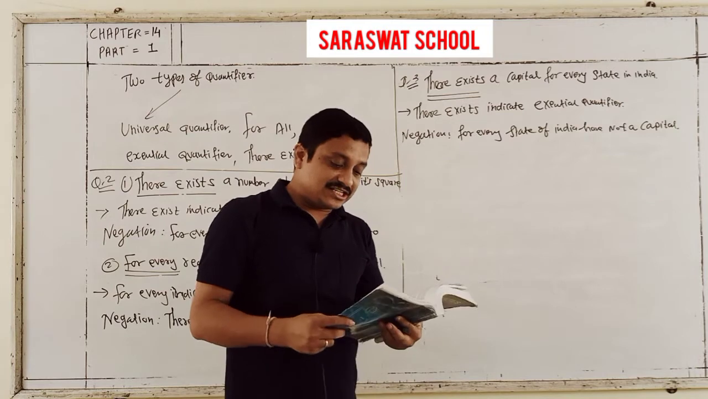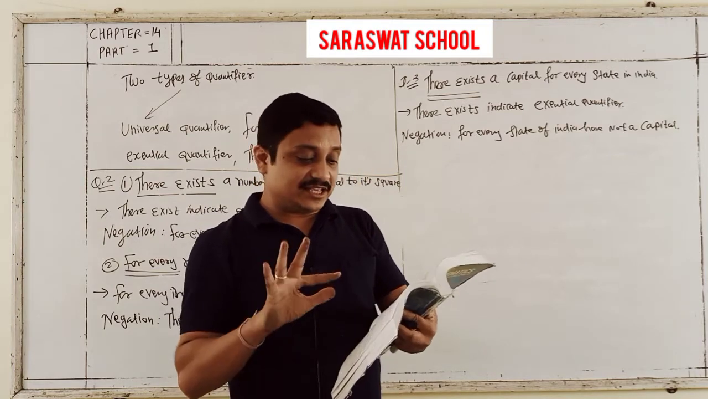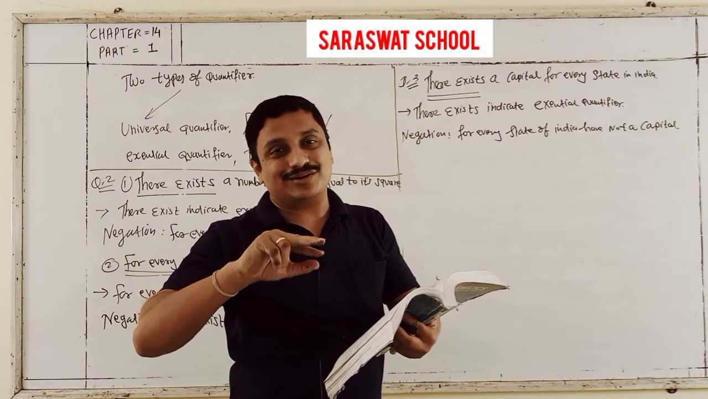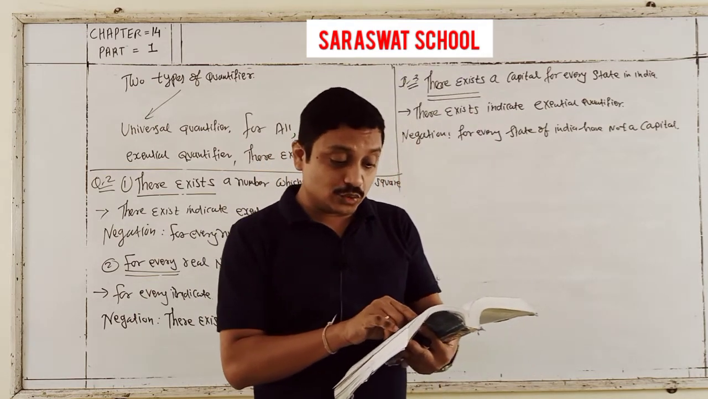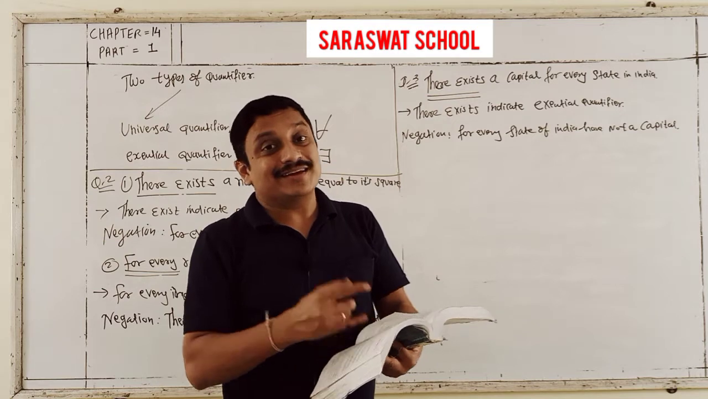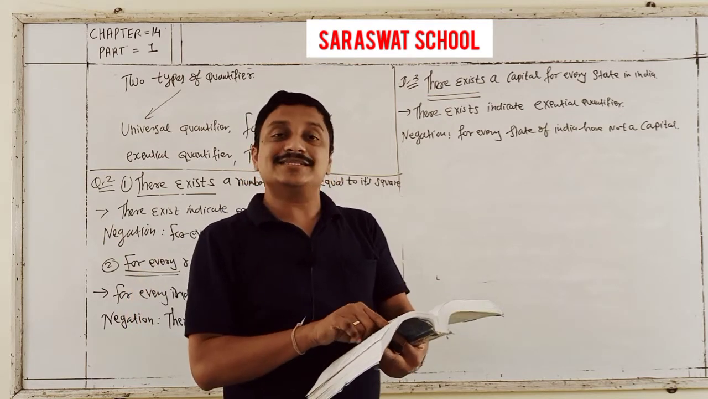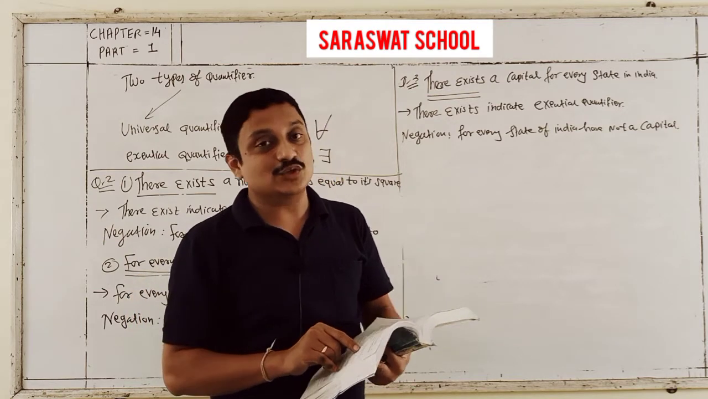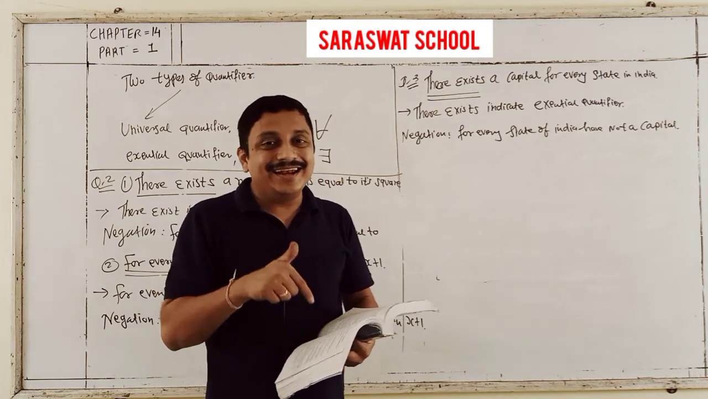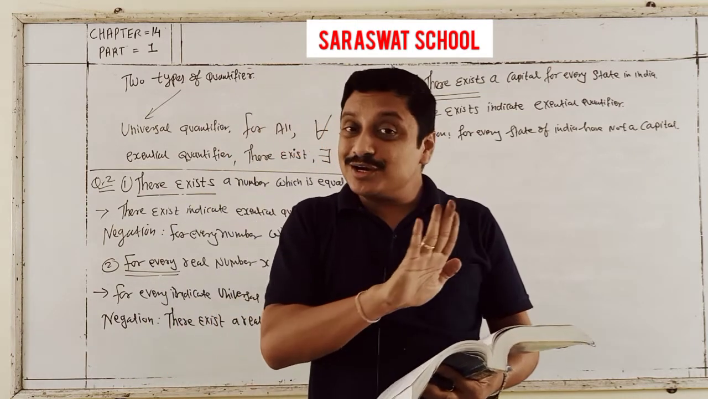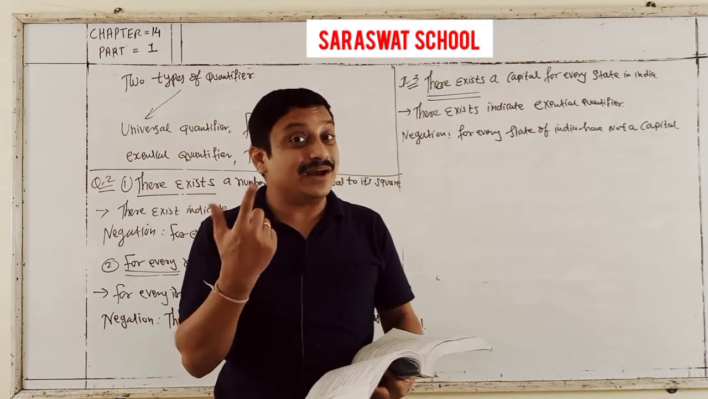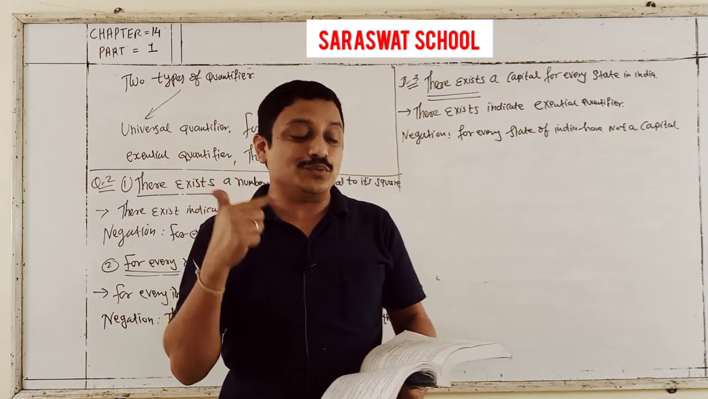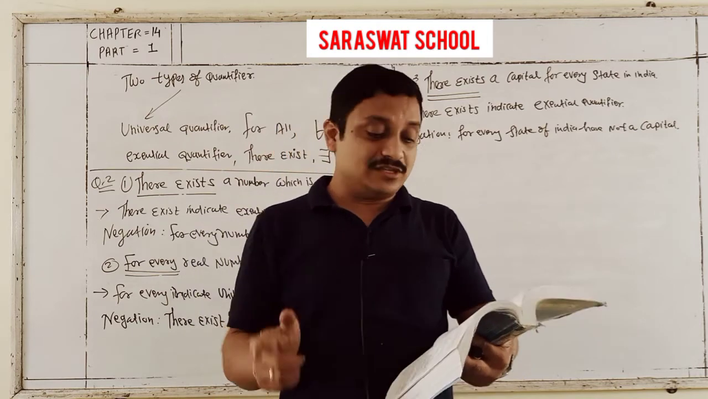Now third one: check whether the statement is a negation of the given one or not. Very easy. First, x plus y is equal to y plus x is true for every real number x and y. And second, there exists a real number such that x plus y is not equal to y plus x. Indirectly it is wrong, it is not our negation. You can write down x plus y is not equal to y plus x, then it becomes true. Indirectly your answer is false.